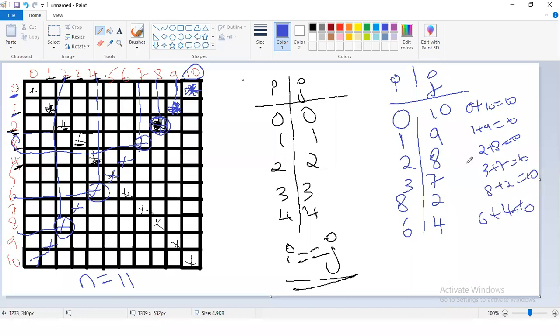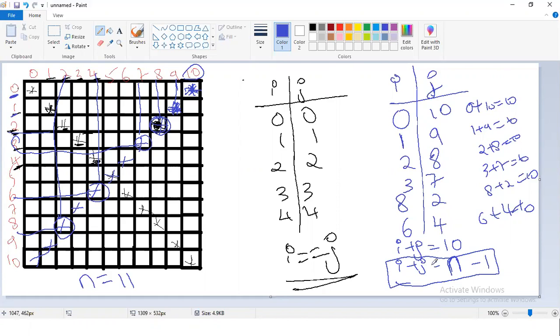Yes, all of these are 10, which means if you do I plus J, you're always getting the value 10. But 10 is not a constant number, right? I will write 10 as 11 minus 1. And what is 11? This 11 is nothing but your n value. So that's why the equation will be I plus J equal to n minus 1.